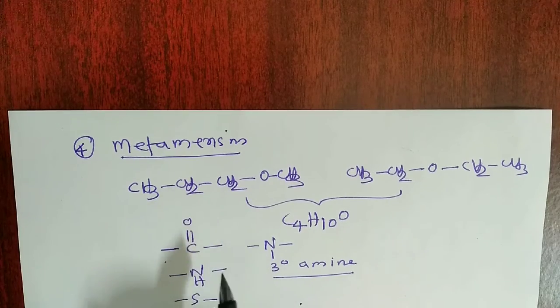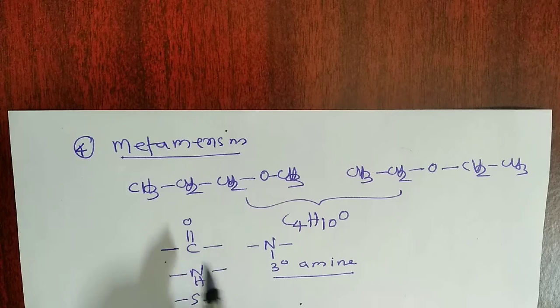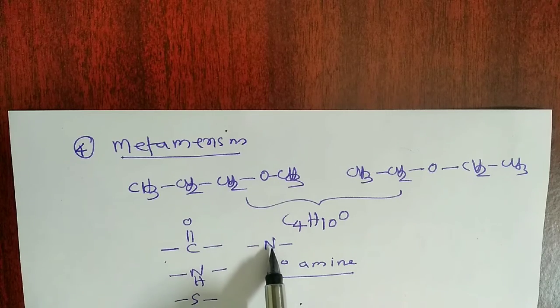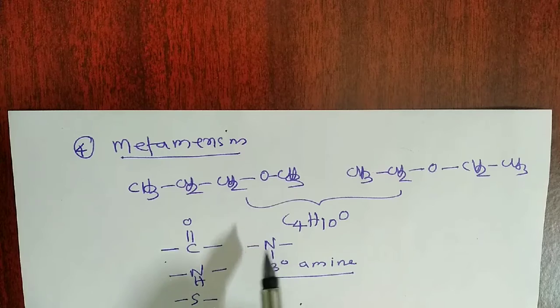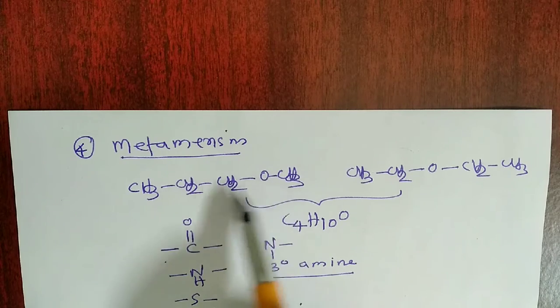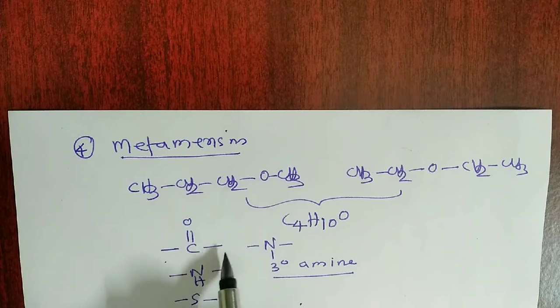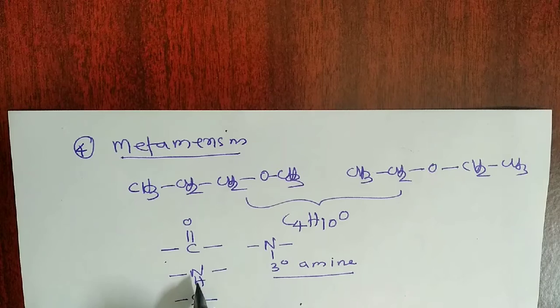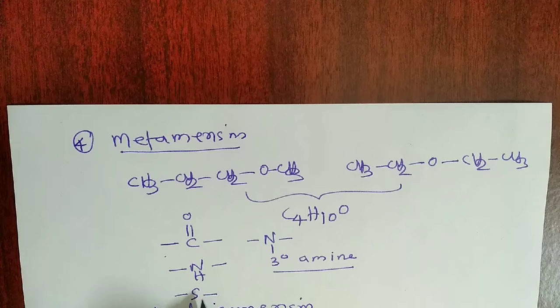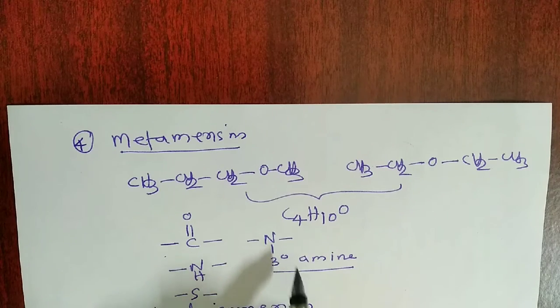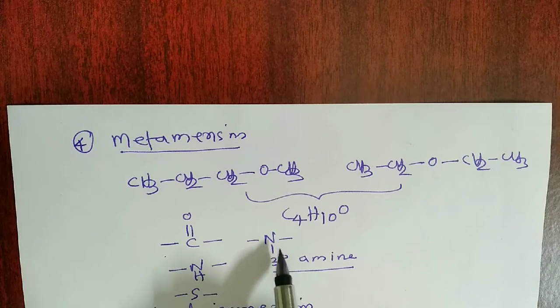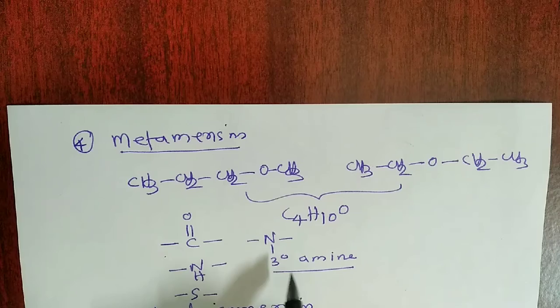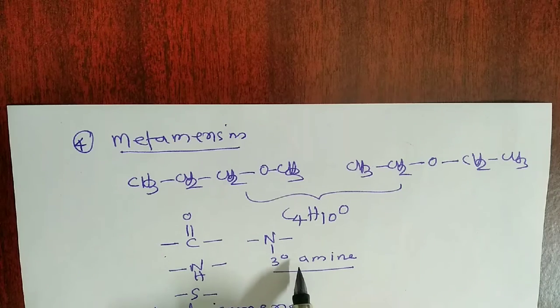Metamerism is shown by organic compounds having a divalent or a trivalent functional group. Examples for divalent functional groups are oxygen atom in ethers, C double bond O in ketones, NH group in secondary amines, sulfur atom in thioethers. An example for trivalent functional group is nitrogen atom found in tertiary amines.